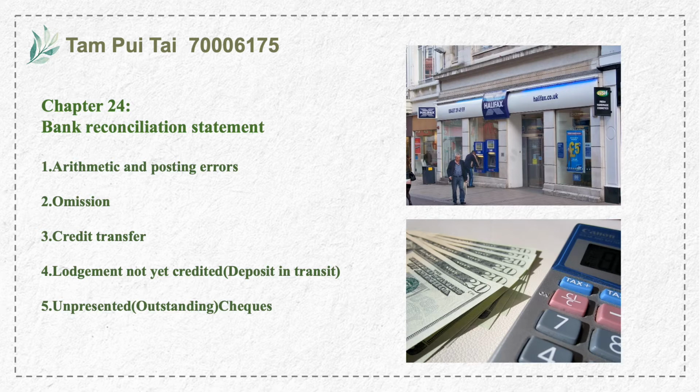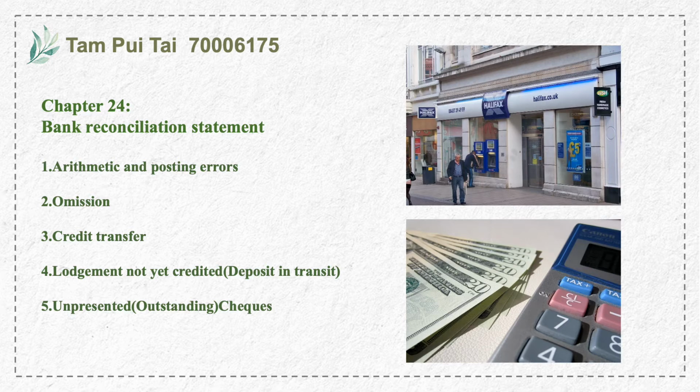Let us highlight some of the important concepts of chapter 24, bank reconciliation statement, which means the following items were entered in the bank column of the cash book when paid or received but have not yet been processed by the bank. Number 1, arithmetic and posting error. For example, human error in the cash book, so we need to rectify the wrong account in the cash book.